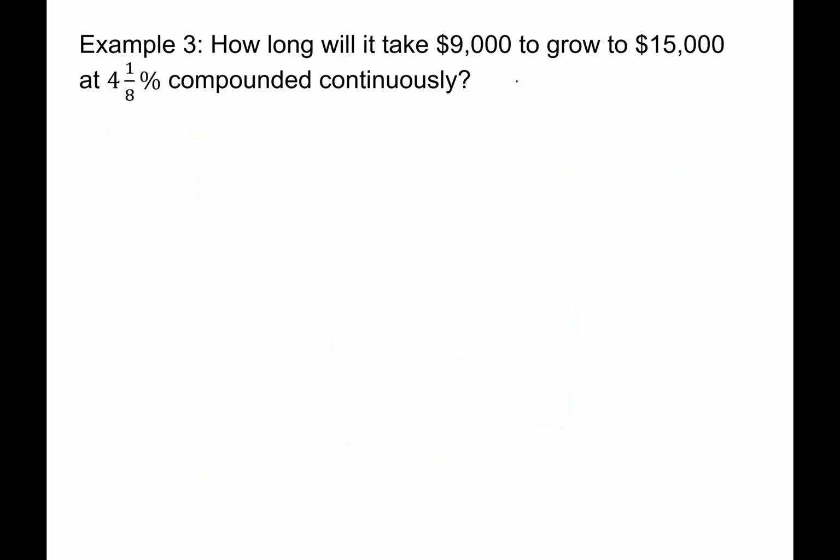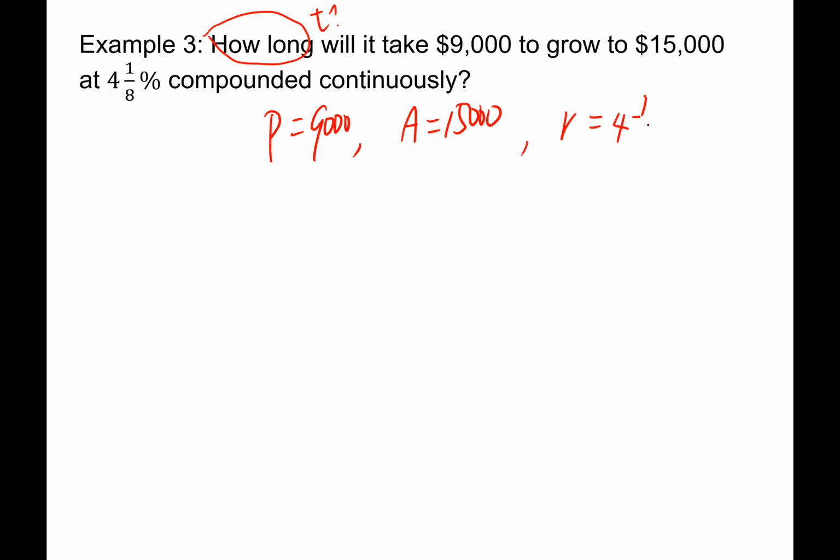Now, question 3. So pretty straightforward. How long, right? Meaning you're looking for t. T is not known. Will it take from 9,000 to grow to 15,000 at a 4 1/8% compounding continuously? Okay. So one more time, principal is given, 9,000. And then ending balance is given, 15,000. Interest rate that's given is 4 1/8%. This is 4.125%. And the decimal is 0.04125.